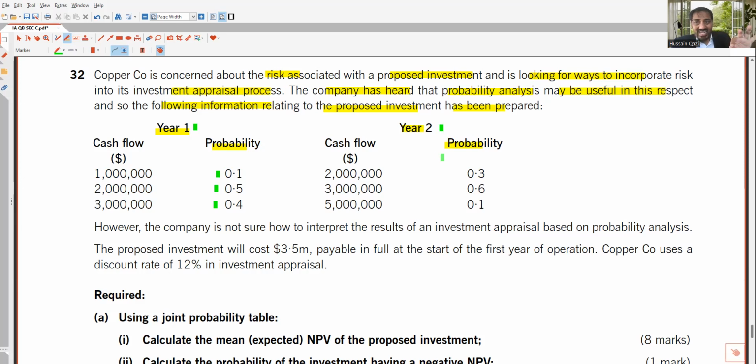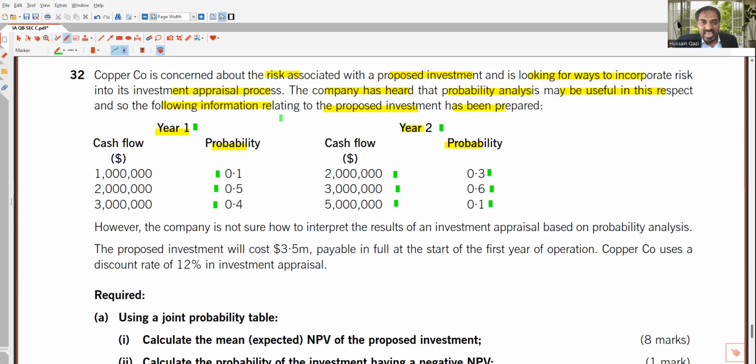But if we move to year 2, first read independently about year 2. If we read year 2 probability independently, that's simple probability. Year 2 cash flow is $2 million, with the chances of 30%. Year 2, 3 million cash flows may arise, with the chances of 60%. And 5 million cash flows, with the chances of 10%. So if we read year 1 and year 2 cash flows independently with their respective probability, that's called simple probability. But actually, these two cash flows are interconnected.